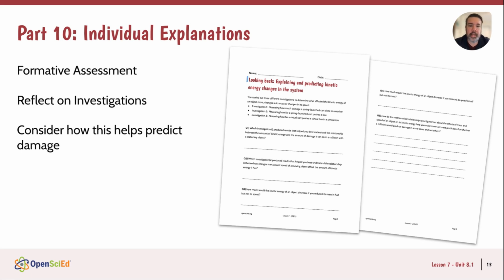So it's a 2-page handout, and this is where they get to reflect on the investigations and consider how this helps them to predict damage, right? So thinking about if something were to get damaged, what might we look for or see? Things going really fast might mean that there's a good chance something is going to experience forces that will get to that breaking point or that elastic limit.